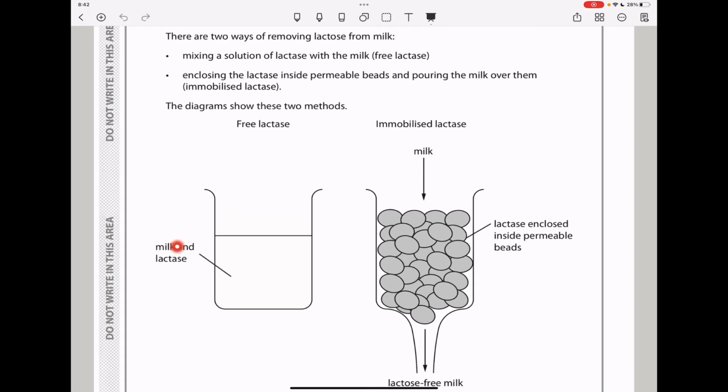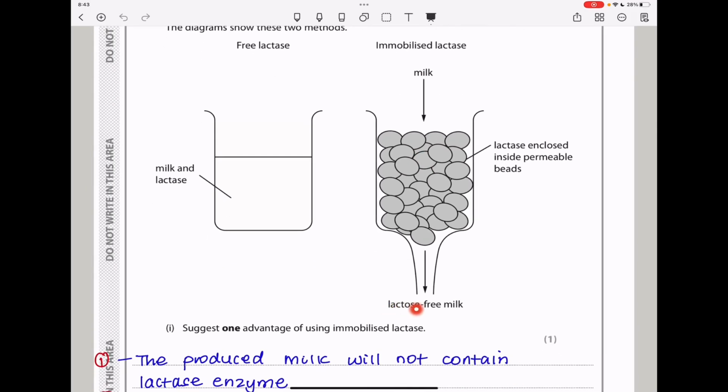So we have this one here. We have milk and lactase in the same container, this is free lactase. And we have this one where the lactase is not free, but immobilized inside permeable beads, and the milk is poured onto it. In this case, we have lactose-free milk as well.